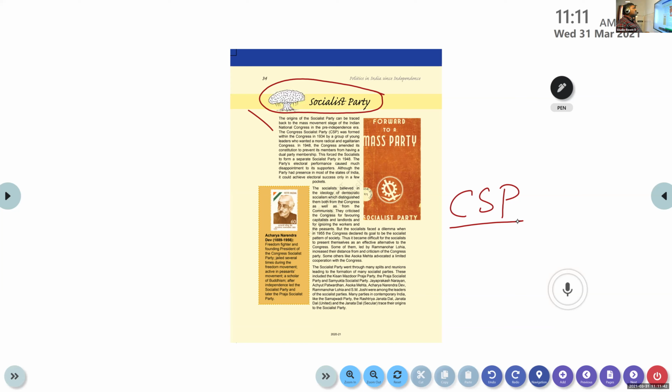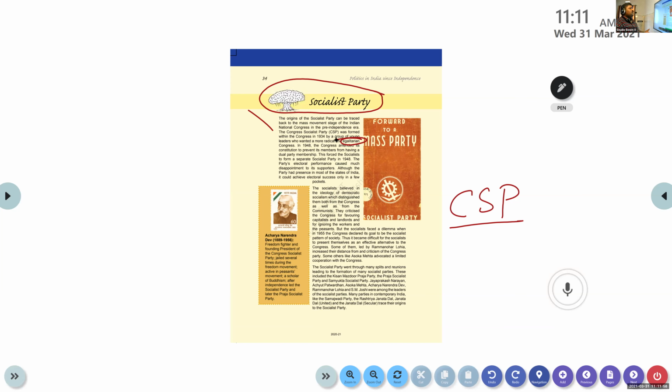So within the Congress in 1934, a group of young leaders who wanted a more radical and egalitarian Congress formed it. Egalitarian means providing more equality. Clear? So the Congress party also faced the problem related to equality within the Congress party.